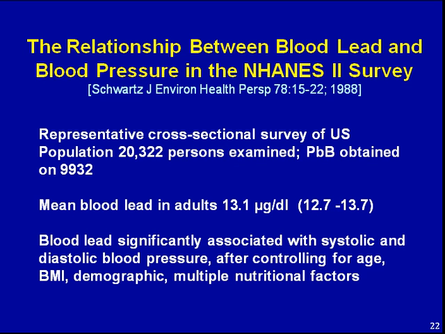One of the key studies that illustrated the association between elevations in blood lead and blood pressure was the National Health and Nutrition Evaluation Survey. NHANES II, which was conducted over a period of approximately 4 years between 1976 and 1980, was a representative cross-sectional survey of the United States population. Approximately 20,000 individuals underwent detailed examination, and of those, somewhat less than half had blood lead measurements obtained.